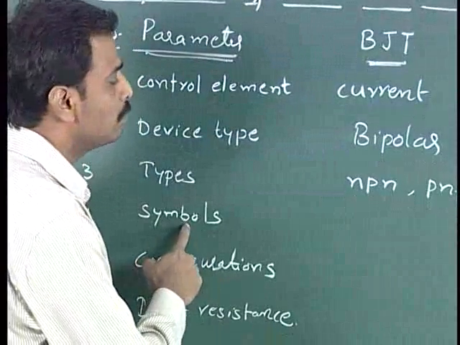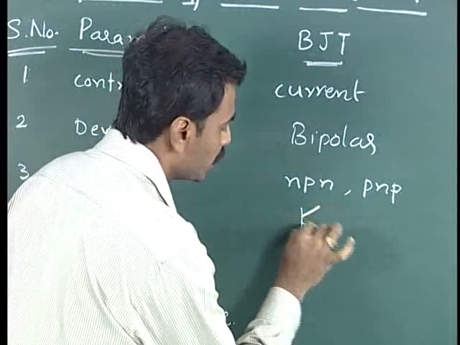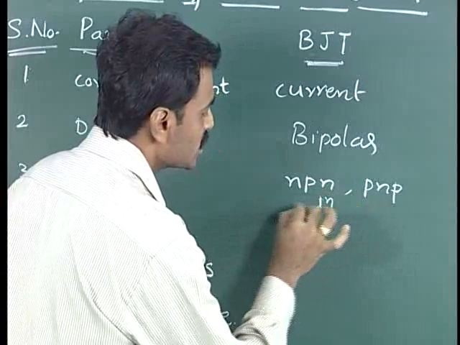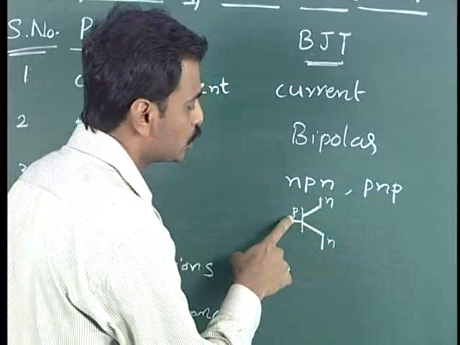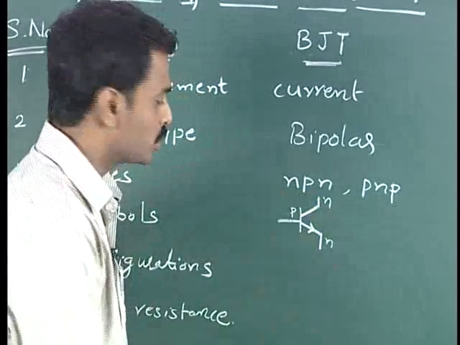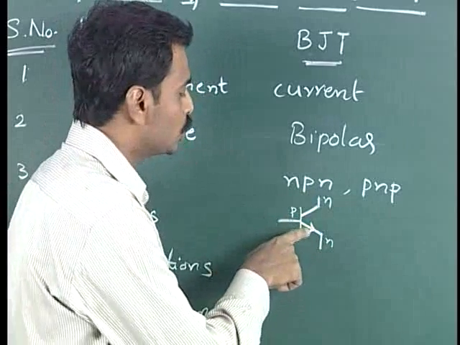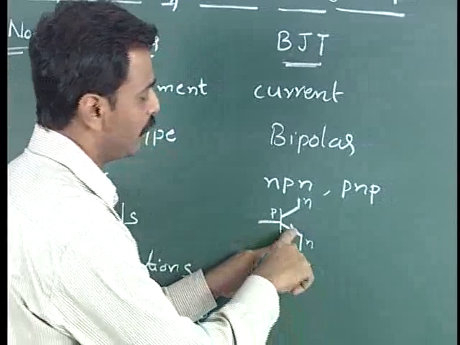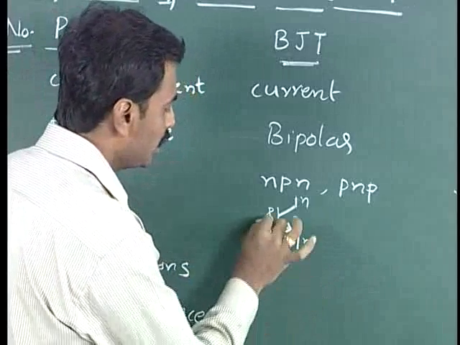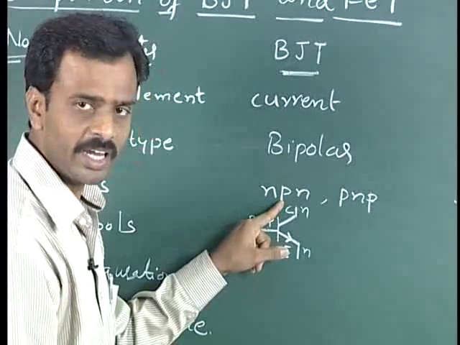Next, coming to the symbols of NPN and PNP. For NPN, the current always flows from P to the N terminal, so the arrow mark always shows the current conduction from P to N type. The terminal indicated by the arrow mark is called the emitter, then there is the base, and the collector. This is the symbolic representation of NPN.